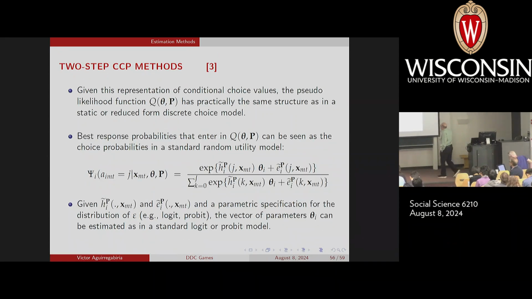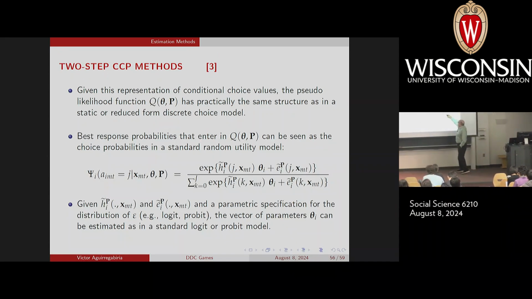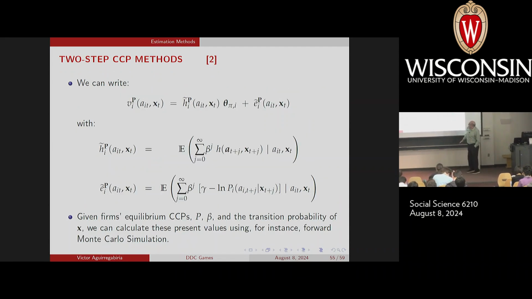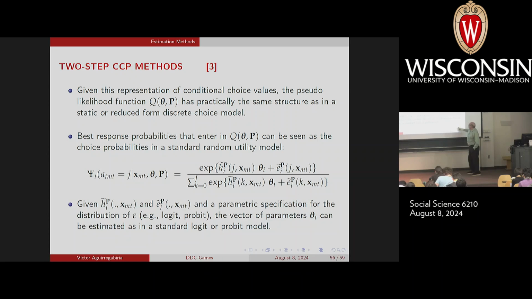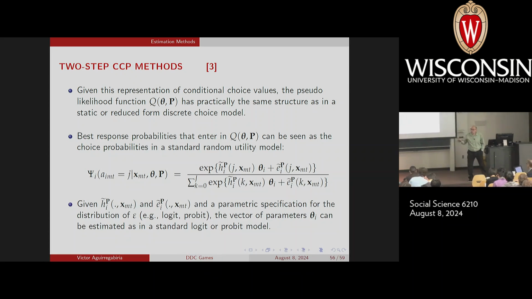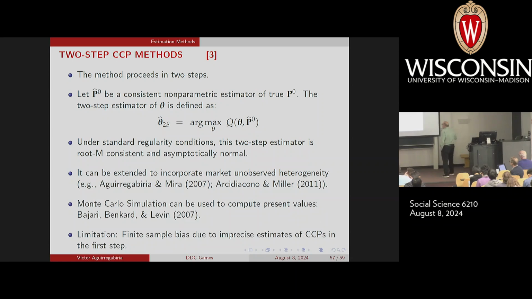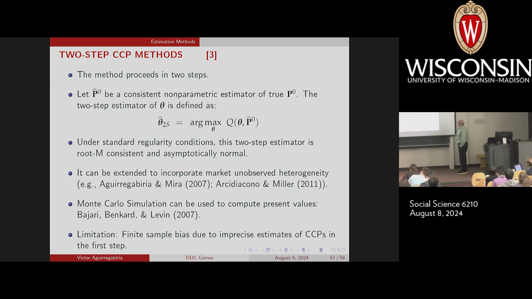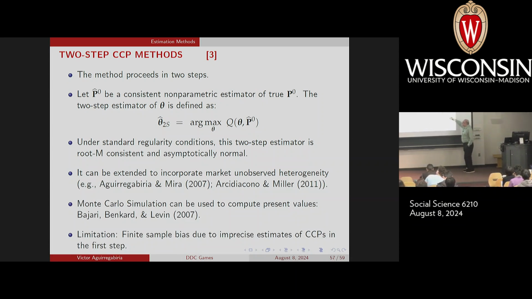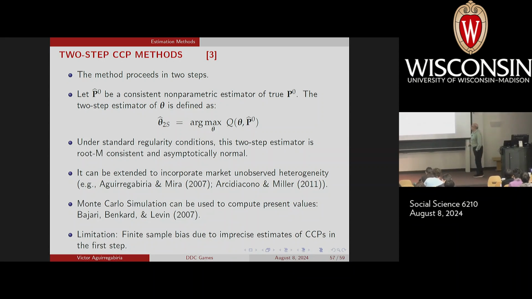Basically, we start with an initial non-parametric estimator of p's. Given this non-parametric estimator, we calculate these present values, we plug them here, and we estimate theta using a standard maximum likelihood estimator of a multinomial logit model. As simple as that. This can be done with forward simulation or without forward simulation.